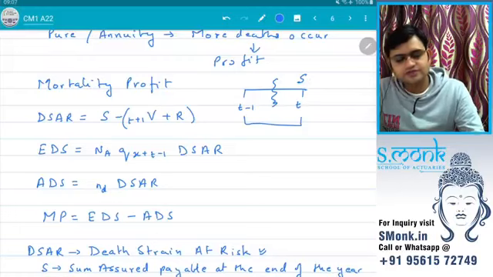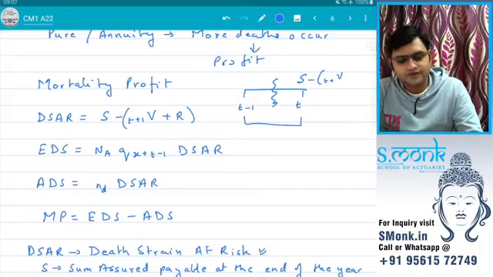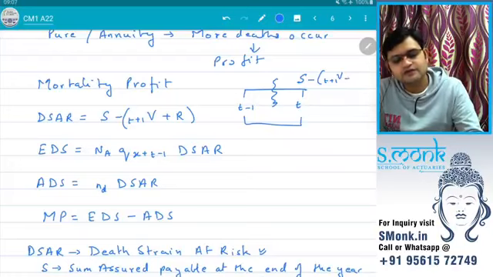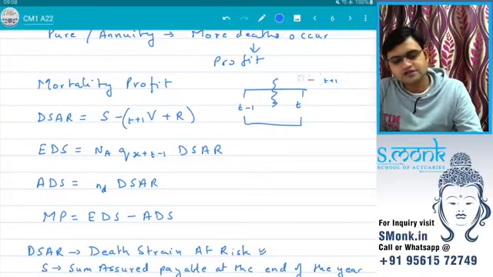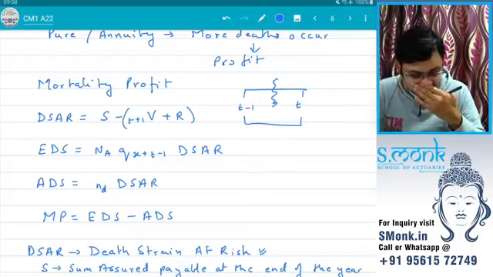We don't have to keep the reserve for the next year, so I can use that money to pay off the death benefit. And if by chance there was supposed to be an annuity paid at time t, we don't have to pay that. So this becomes the death strain at risk. This is the extra amount that we will have to pay if a death occurs, at the end of the year.